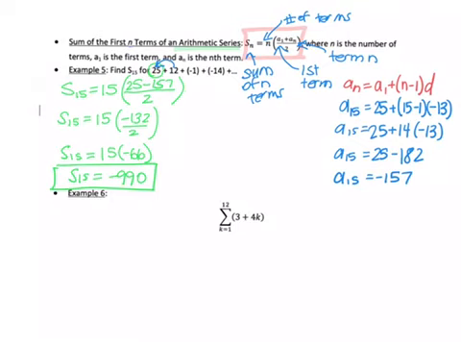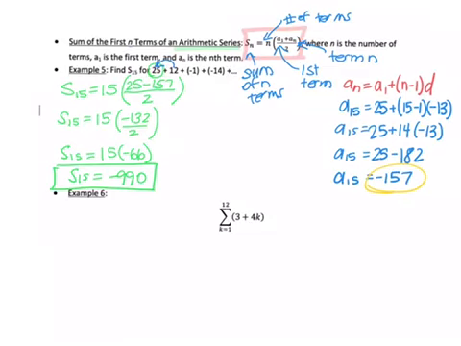So at term 3, the terms start to be negative and they move on from there all the way to term 15, which remember term 15 here was all the way down to negative 157. So it makes sense that when we add these values together, we're going to get a pretty large value that is negative. All right, moving down to example 6.